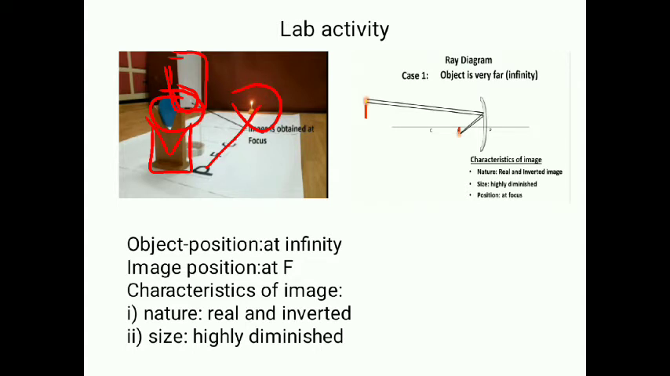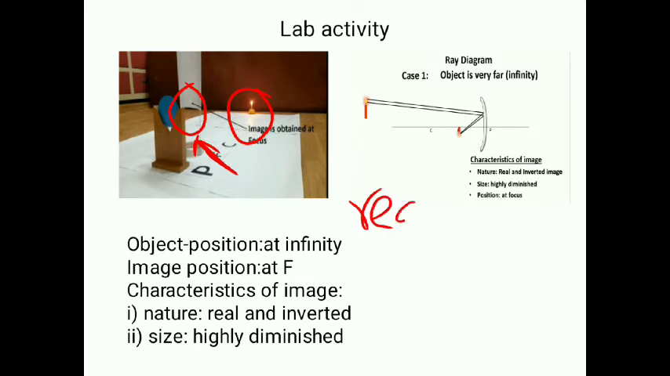Case 1: when object is at infinity, that is, it is at very far distance. In this case, the image will be formed on screen at focal point and it is a real image. Real image, an image which can be captured on screen, is called real image. It is inverted image and highly diminished size, almost point size image we get here.